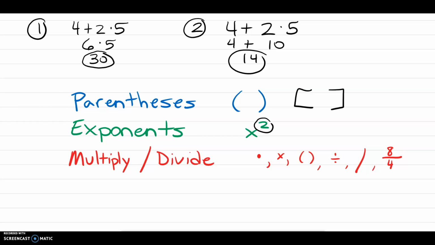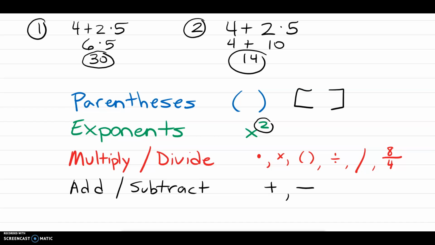And then last, we have addition, or adding, and subtracting. And the symbols for adding are just the plus sign, and subtracting is the minus sign. And same rules for adding and subtracting as multiplying and dividing. You would go left to right if it's all the operations you have left.